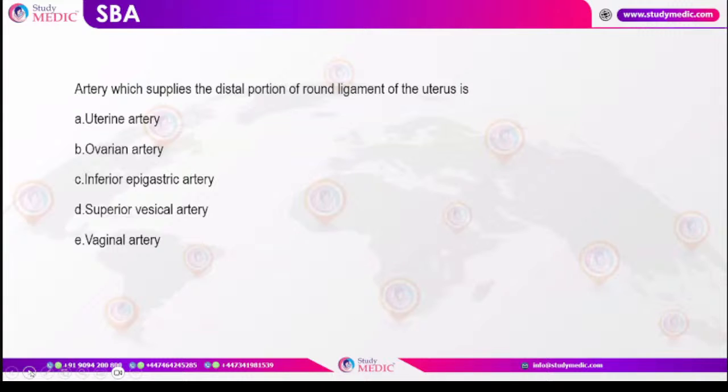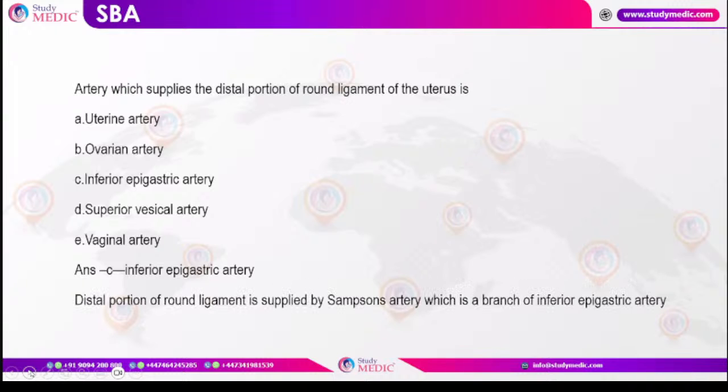Now, another odd question that has been asked many times is, which is the artery that supplies the distal portion of the round ligament of the uterus? So the options were uterine artery, ovarian, inferior epigastric, superior vesicle, or vaginal artery. Now remember, the artery that supplies the distal portion of the round ligament of the uterus is Samson's artery. If they ask you, it is Samson artery, and this artery is a branch of the inferior epigastric artery. So for the round ligament, the buzzword to remember is inferior epigastric artery or Samson artery, because it is a branch of the inferior epigastric artery.